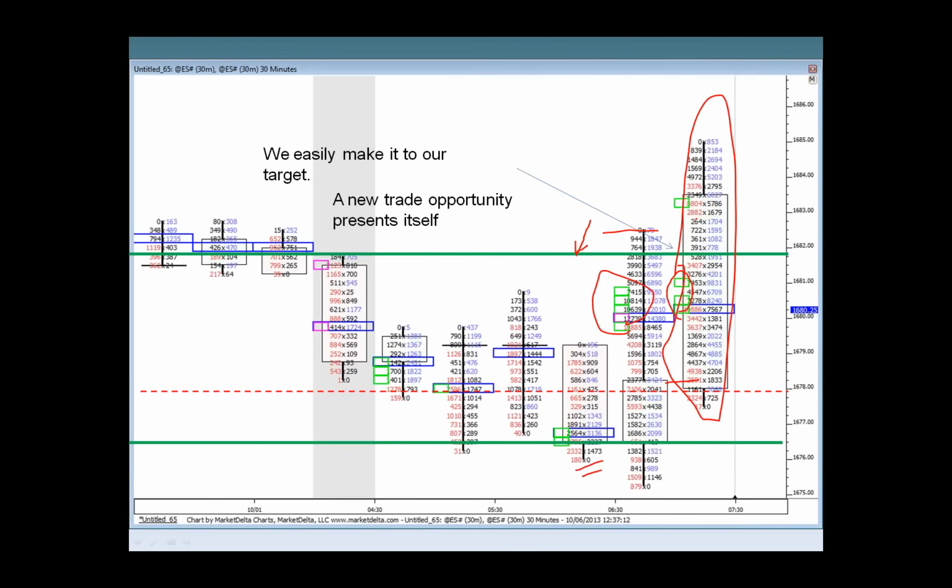Now, here's another interesting point. Notice what happened. We have a new trade opportunity. We are now outside of value. Remember, value area high, value area low. This is the value area of the prior evening session.